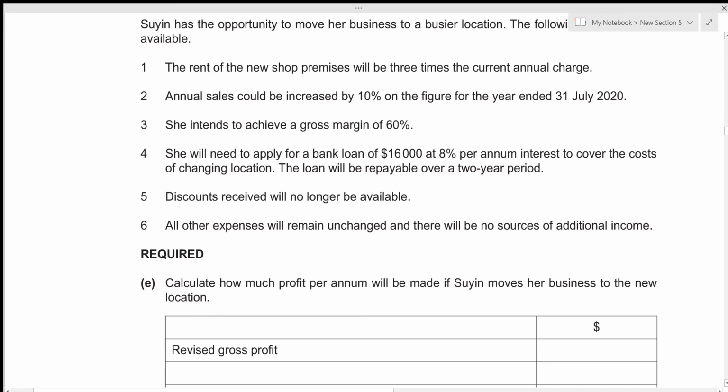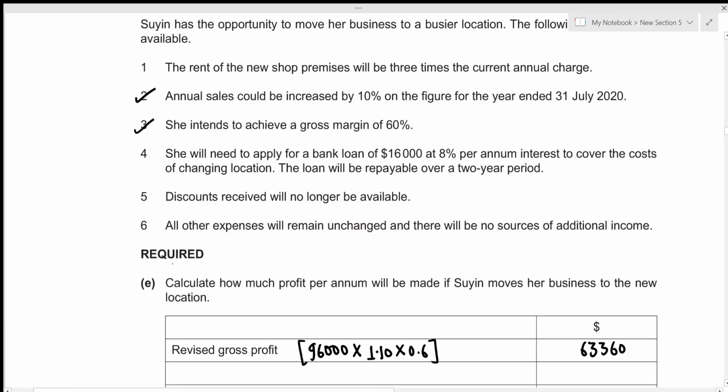So we know that the annual sales will be increasing by 10%. The previous annual sales was 96,000. If we're increasing it, that's going to be 110%, which we can write as 1.10. And then 60% of this amount is going to be the revised gross profit. So that's just times 60%, which we can write as 0.6. This gives us the revised gross profit of 63,360. So we made use of this information and this information.